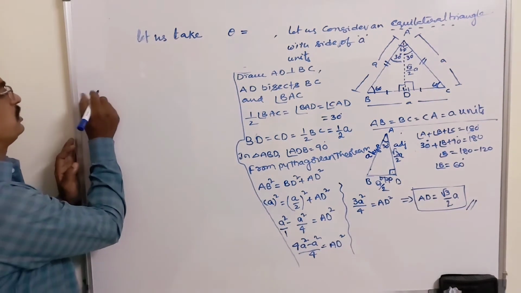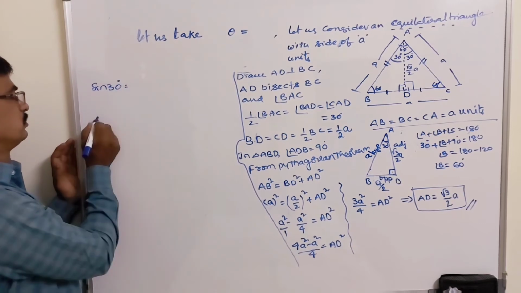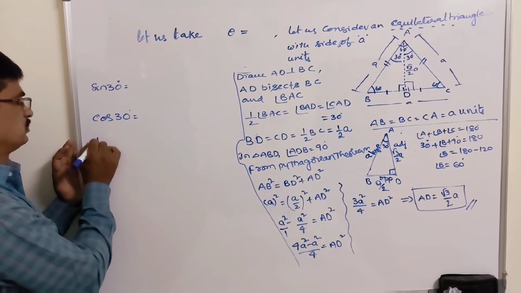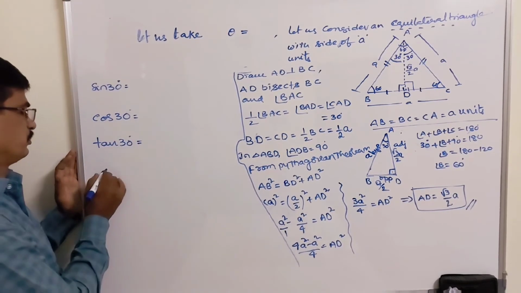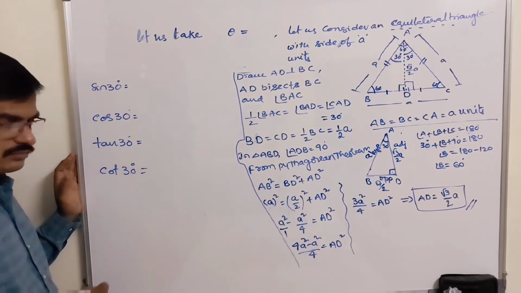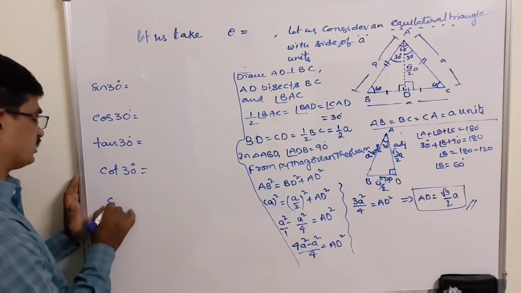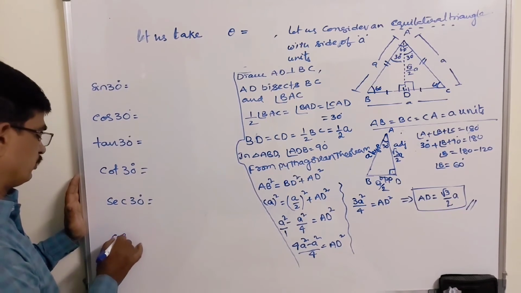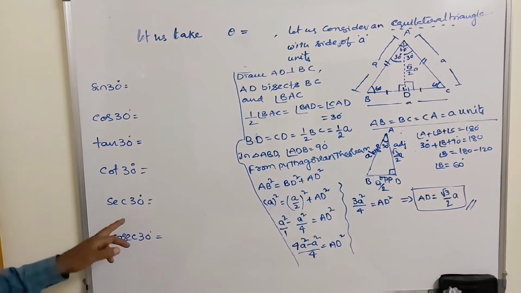Now we have to write sin 30, cos 30, tan 30 degrees, cot 30 degrees, secant 30 degrees, cosecant 30 degrees.